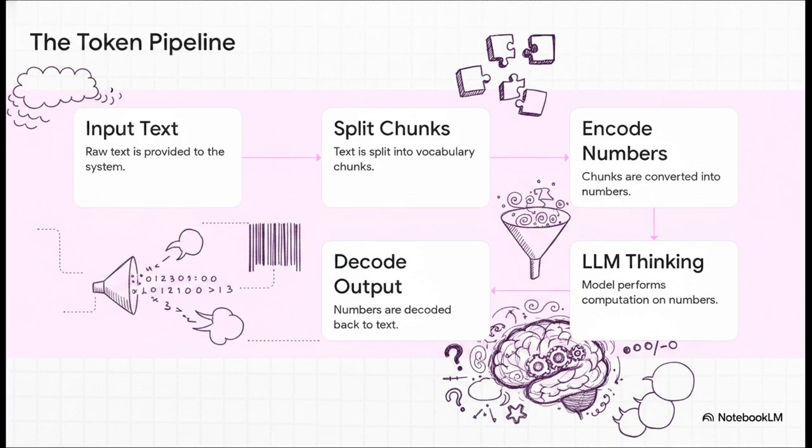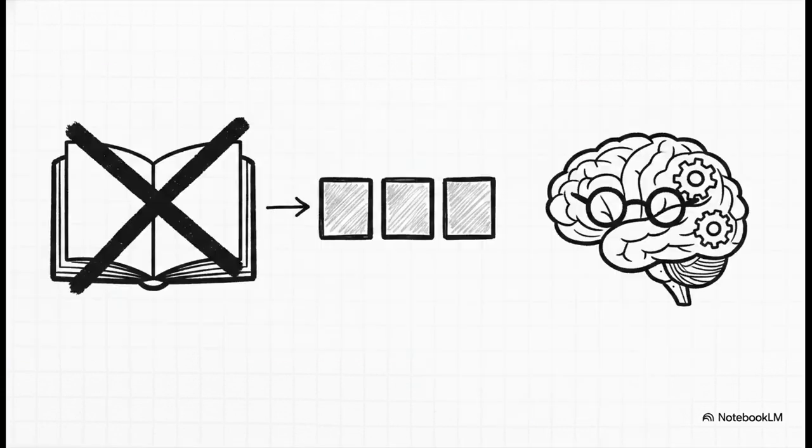Then, the LLM actually does all of its complex thinking using only those numbers. Finally, the model outputs more numbers, which are then decoded back into the human-readable text you actually see on your screen. So all that heavy computational lifting, it's happening on numeric representations, never the text itself. So the crucial realization here is that LLMs literally do not read text. They read arrays of numbers. The model is quite literally doing math on language.